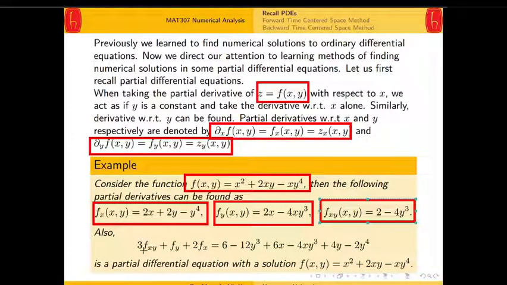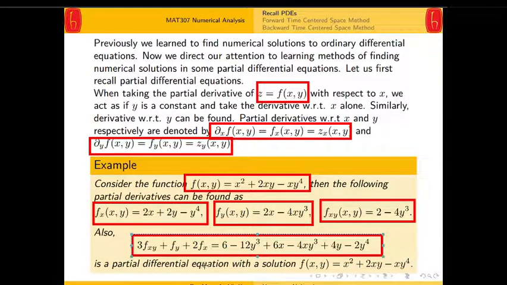Also, for example, if we take 3 times this mixed derivative plus the y derivative plus twice the x derivative, we obtain this equality. So this is a partial differential equation, because this is an equation involving partial derivatives. This equation has a solution f of x comma y equal to x squared plus 2xy minus x y to the fourth, because this is a function that will satisfy this equation. We say a solution instead of the solution because this partial differential equation might have more than one solution. Actually, it will have infinitely many solutions in reality.